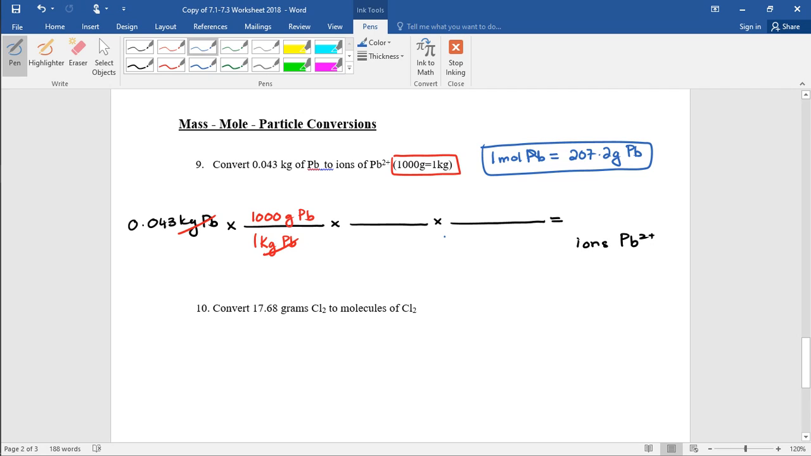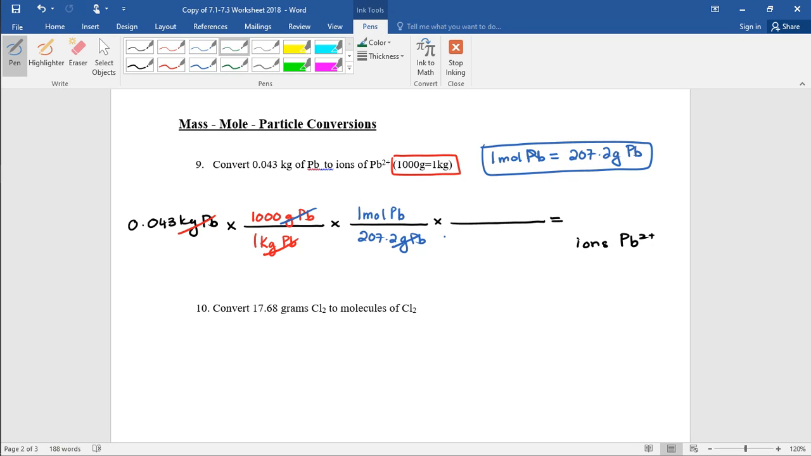If you look under the symbol for lead, you'll see that it's 207.2, and that is the mass of 1 mole of lead. So I want to keep the unit of moles, so 1 mole of Pb on the top, and then 207.2 grams of lead on the bottom. That's the molar mass of lead. So grams of lead and grams of lead will then cancel out.